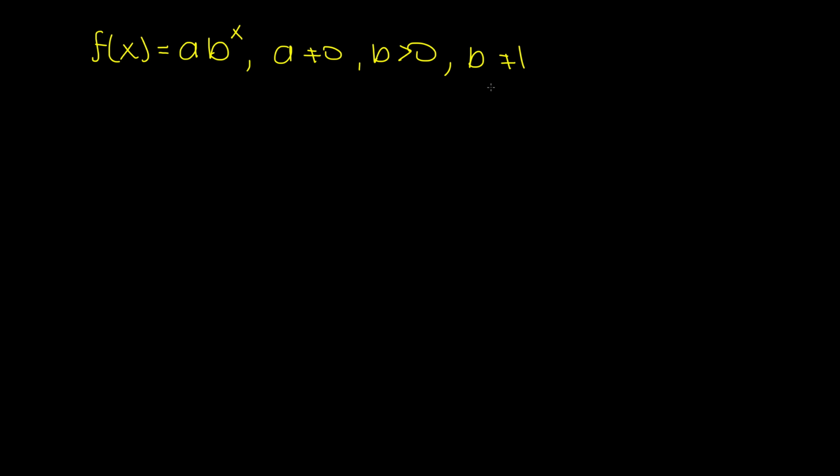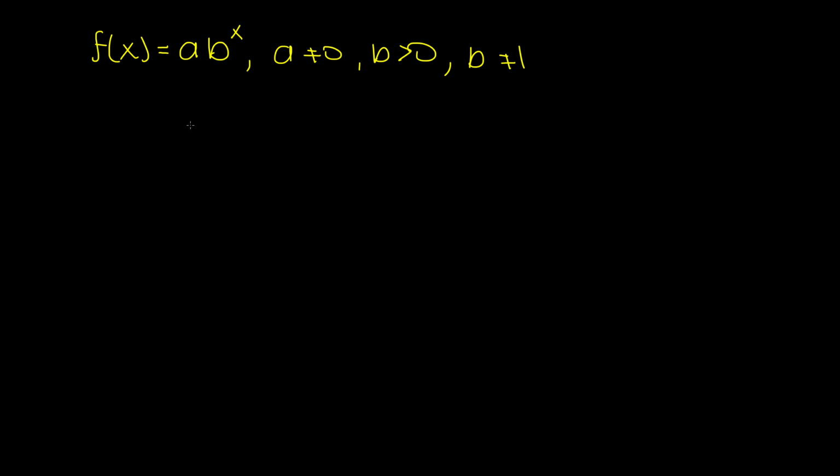Then b cannot equal 1. If b is equal to 1, then we just have the value of 1, because 1 to any power is going to be 1. So we will have a constant. That doesn't mean it's not a function. It will still just be the function of the constant 1. So these are three kind of hard set rules that we need to follow for an exponential.